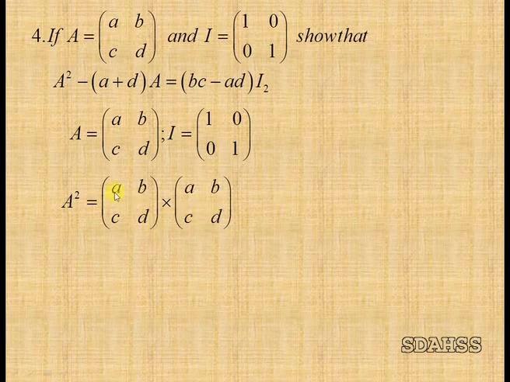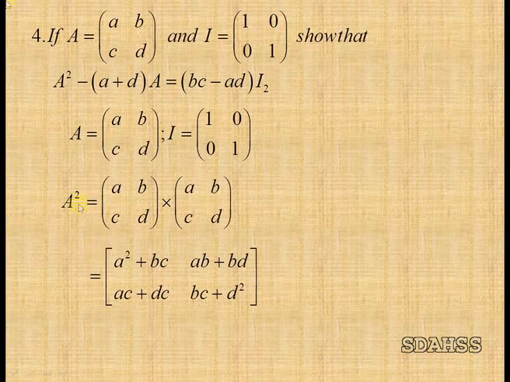First you have to multiply the first row and the first column. Then you have a squared plus bc. Now multiply the second row and the first column. Then you have ac plus dc. Multiply the first row and the second column. Then you have ab plus bd. Multiply the second row and the second column. So you have bc plus d squared.